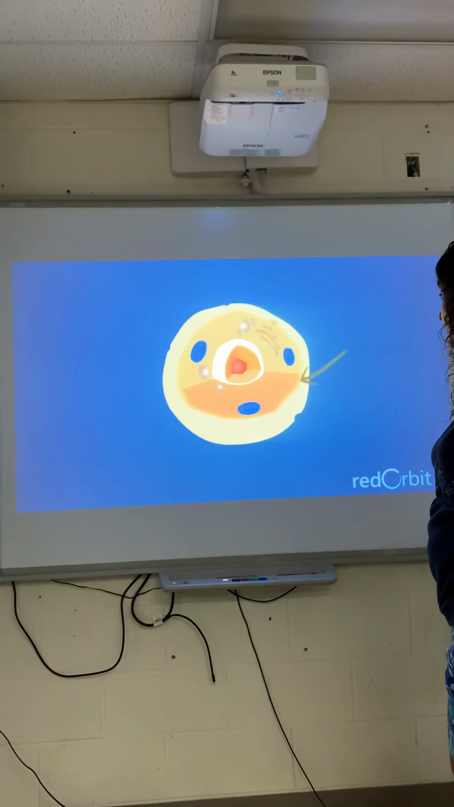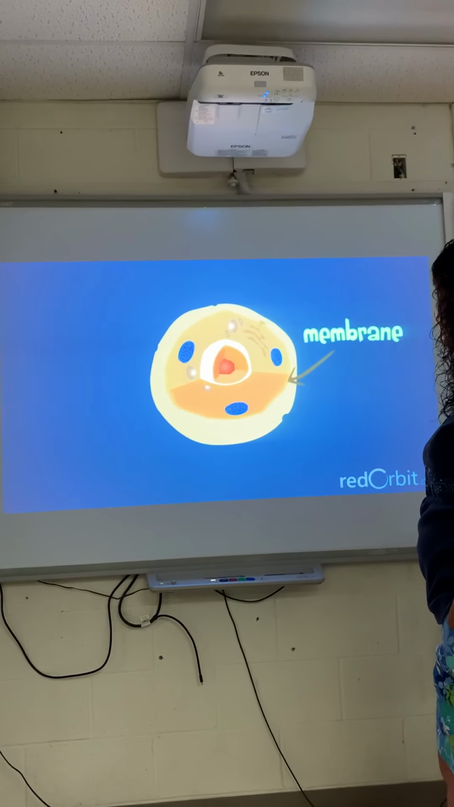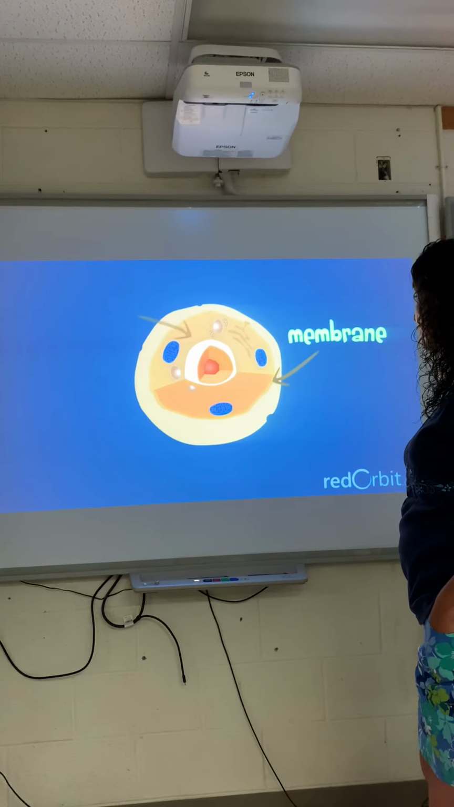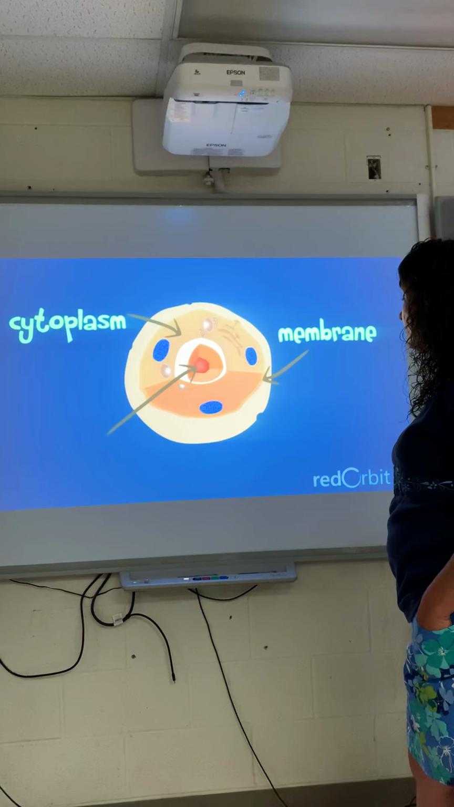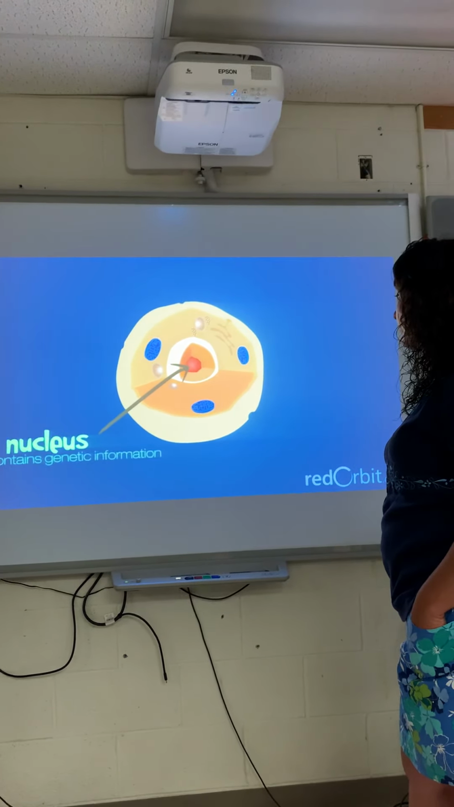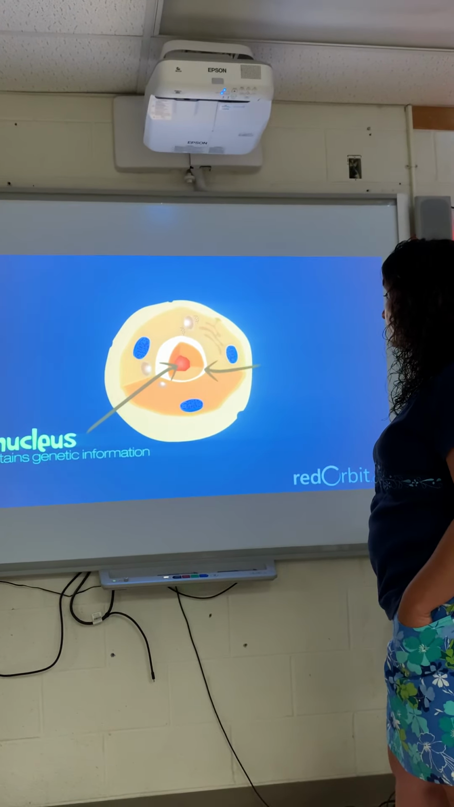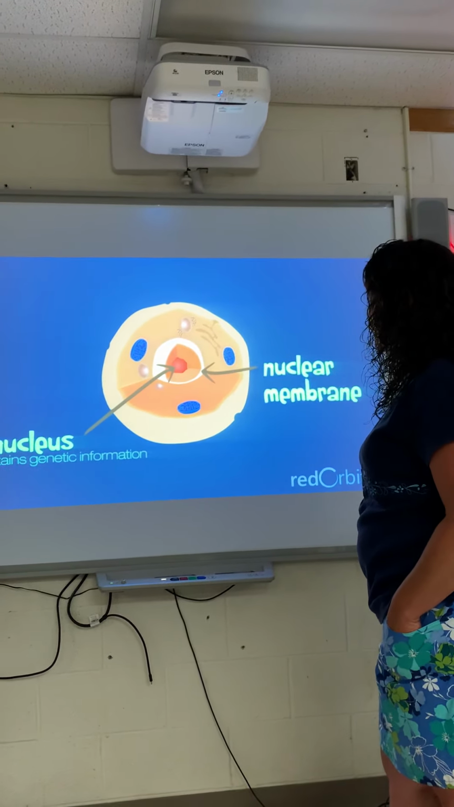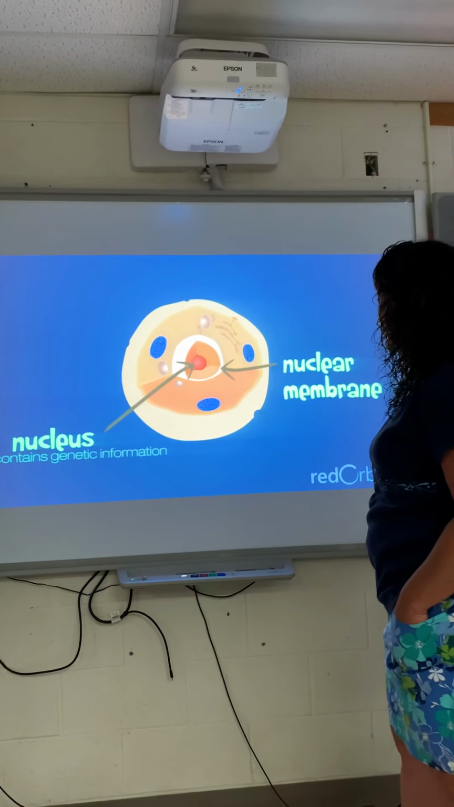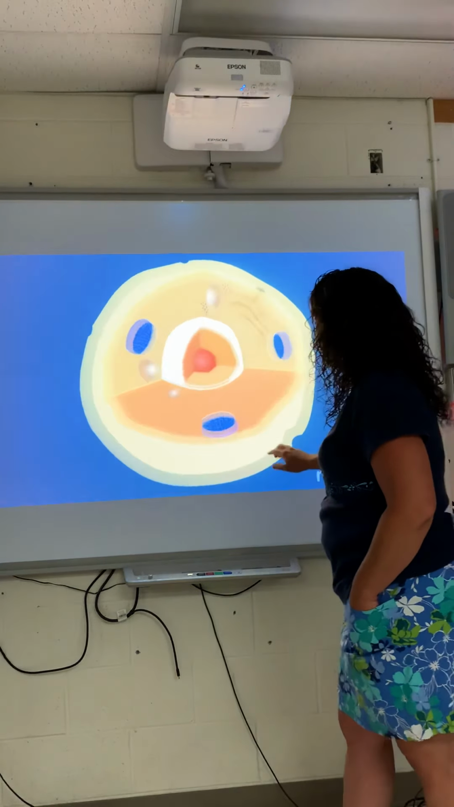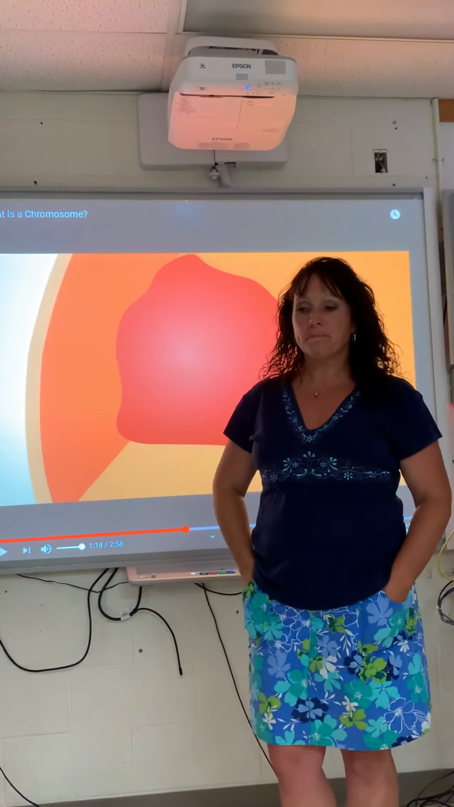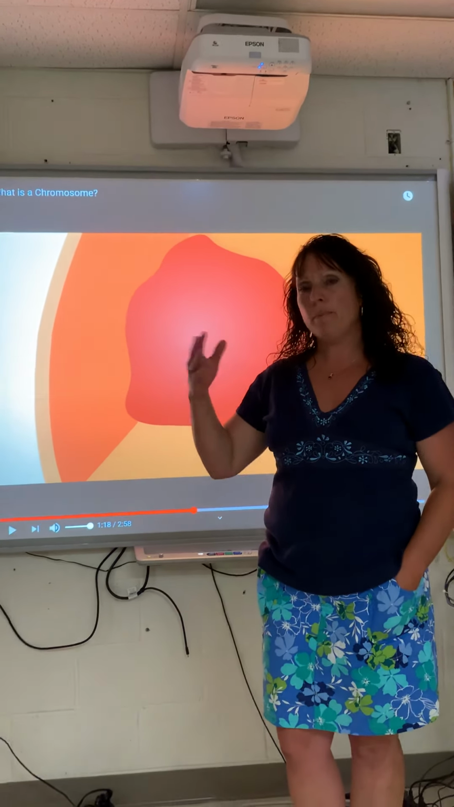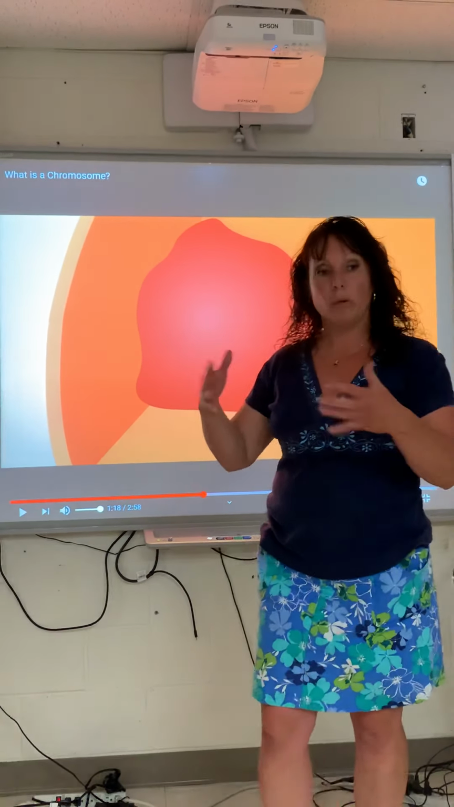All human cells have an outer border that's the boundary of the cell, called the cell membrane. A liquid material called cytoplasm is inside the cell membrane, and there's a large structure suspended in the cytoplasm called the nucleus. The nucleus is the part of a cell that contains the genetic information. The nucleus is surrounded by a nuclear membrane that, like the cell membrane, makes a boundary around the nucleus. Now let's explore chromosomes.